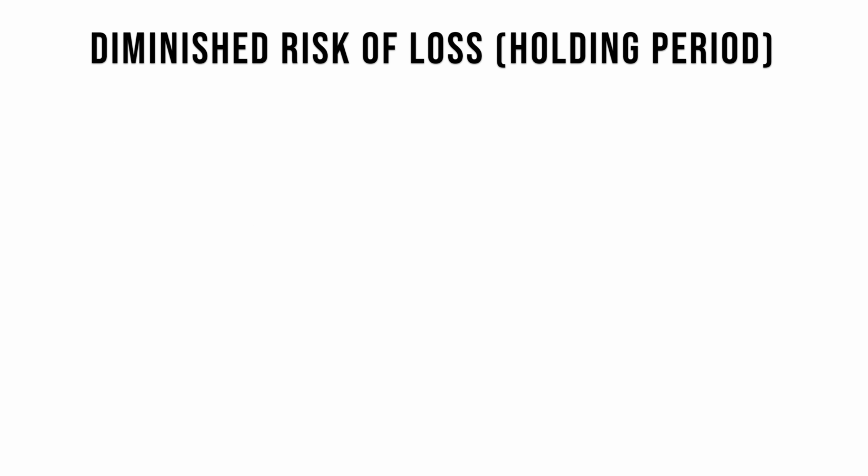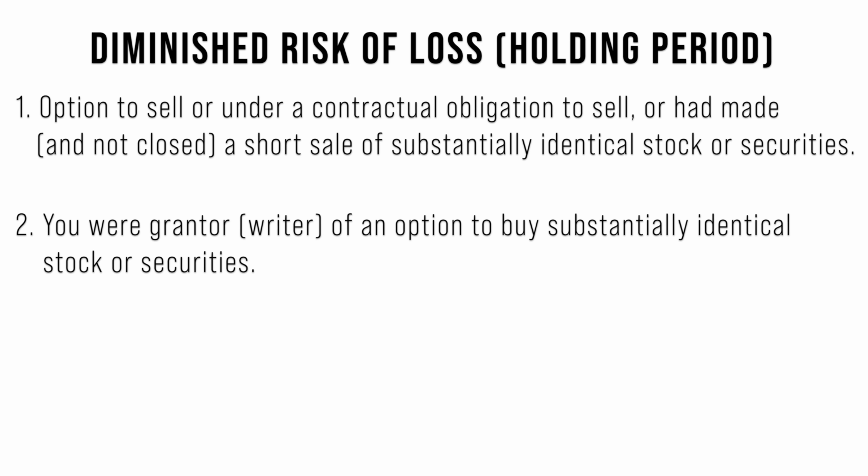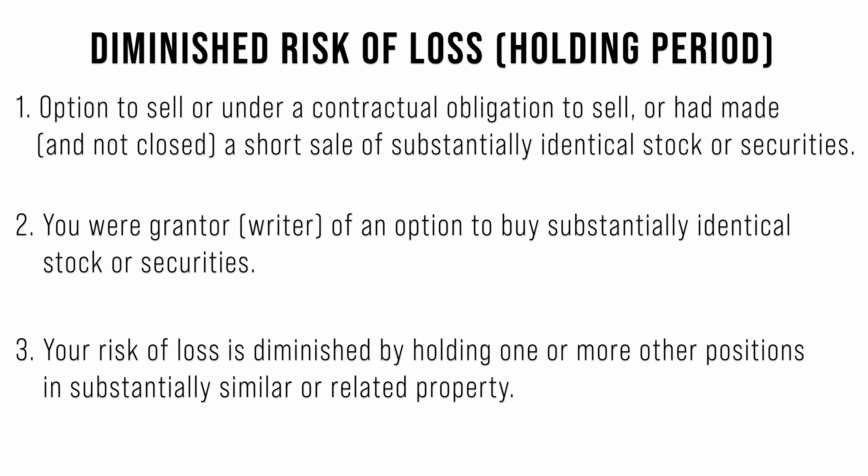Diminished risk of loss arises when any of the following happens. You had an option to sell, or were under obligation to sell, or made a short sale of substantially identical security. The second condition is that you were a grantor or writer of an option to buy substantially identical stock or securities. And the third point is that your risk of loss is diminished by holding one or more other positions in substantially similar or related property.